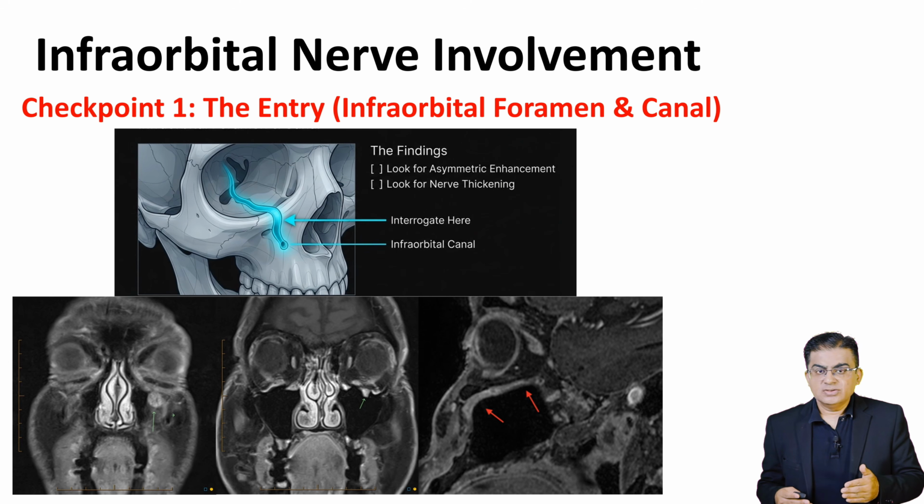Look at the MRI images on the screen. In the first image, the red arrows show you clear abnormal infraorbital nerve enhancement right at the entry point. In the subsequent images, you can actually see that abnormal enhancement actively traveling backward, deep through the infraorbital canal, along the floor of orbit. The cancer is actively using this canal as a hidden pathway to migrate away from the face.